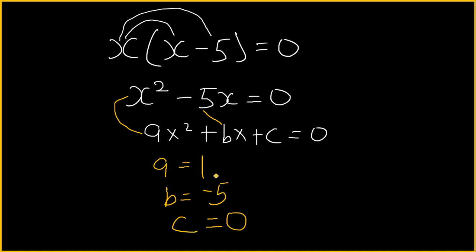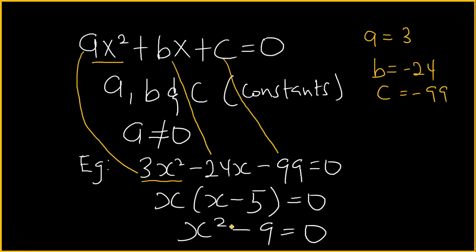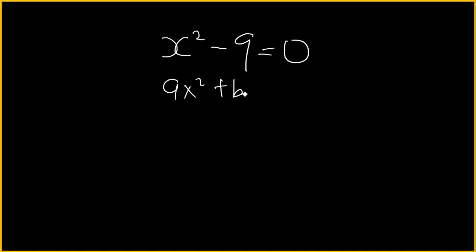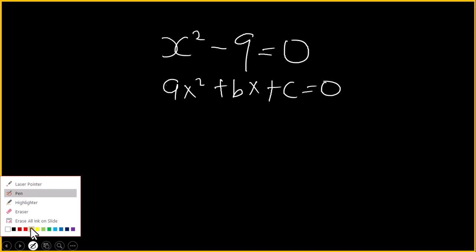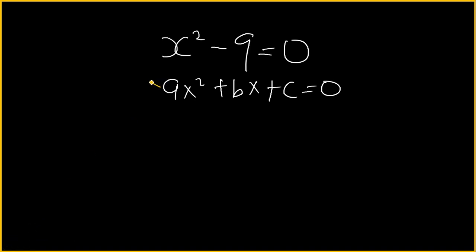Now to our last example, which is x squared minus 9 equals 0. Comparing this quadratic equation to the general equation, ax squared plus bx plus c is equal to 0, our a is the coefficient of x squared, which is 1. A is given as 1.